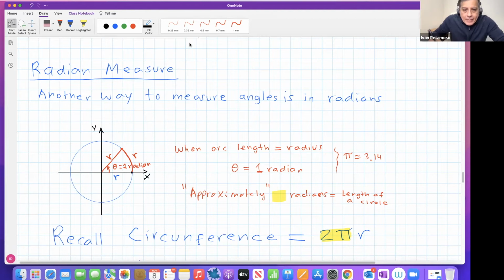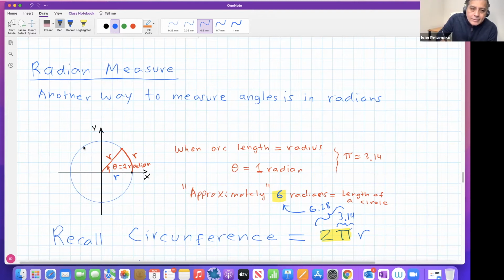But think about this, right? This number pi is approximately 3.14, right? So let's try to multiply these two. How many radians to complete a circle? Let's see, okay. 2 times 3.14, this multiplication, more or less, is 6.28, right? So approximately 6 radians will be needed to complete the circle.